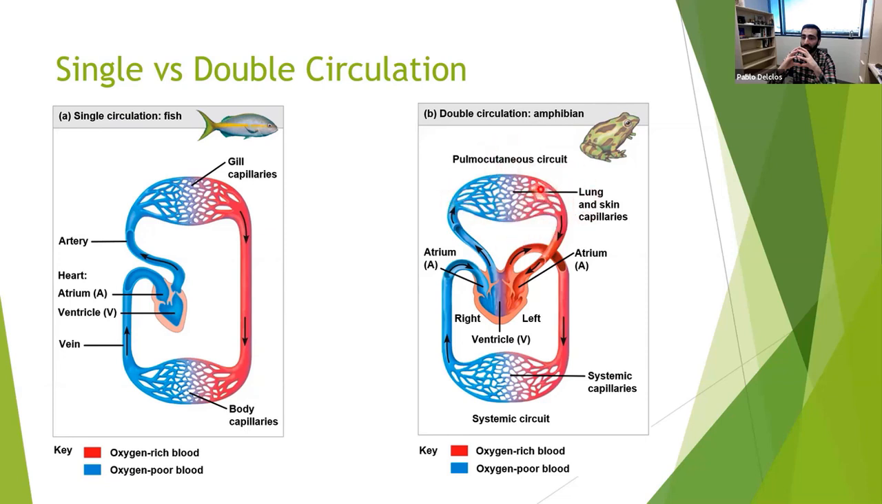You've got oxygen-rich blood now, which then goes back to the heart and is transported throughout the rest of the body that needs that oxygen. And so that oxygen-rich blood becomes oxygen-poor blood and then goes back to the heart. So the heart has two steps in double circulation. It pumps oxygen-poor blood to the lungs, and it pumps oxygen-rich blood throughout the body where it's needed.